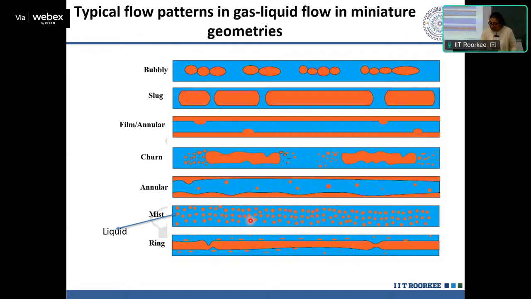Okay, and another interesting phenomenon that is being reported is the liquid ring formation. Here you have a continuous gas core, and sometimes due to liquid accumulation inside the mini channel, what you can see is a kind of ring formation. Okay, the 2-dimensional representation is not very clear. In a 3-dimensional observation, you could see a liquid ring enclosing the gas core.